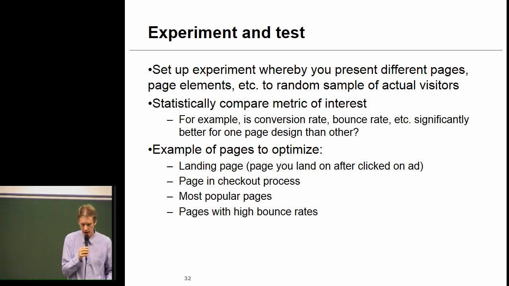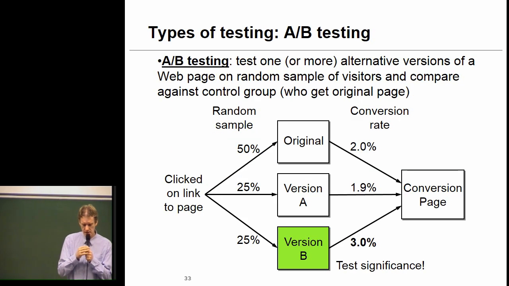One way of doing it is A/B testing. A/B testing means that you're going to test different versions of a web page. So if somebody clicks on a link to arrive at your page, I can split the traffic up into 3 random samples. The first random sample is 50% of the visitors. They see the original page. 25% of the visitors see version A, which is a version of the page with a picture of Brad Pitt, for example, to make it more attractive. And then 25% is going to see version B, which is a picture of Angelina Jolie, right?